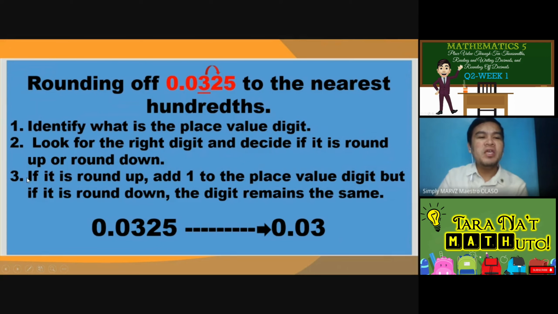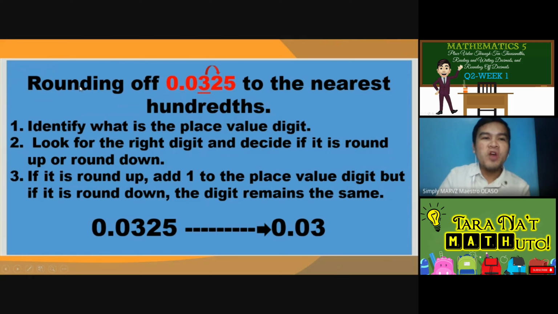So, number 3, if it is a round up, add 1 to the place value digit. But if it is a round down, the digit remains the same. So since yung katabi ni 3 ay 2, so mananatili si 3 sa kanyang digit. So 3 pa rin.